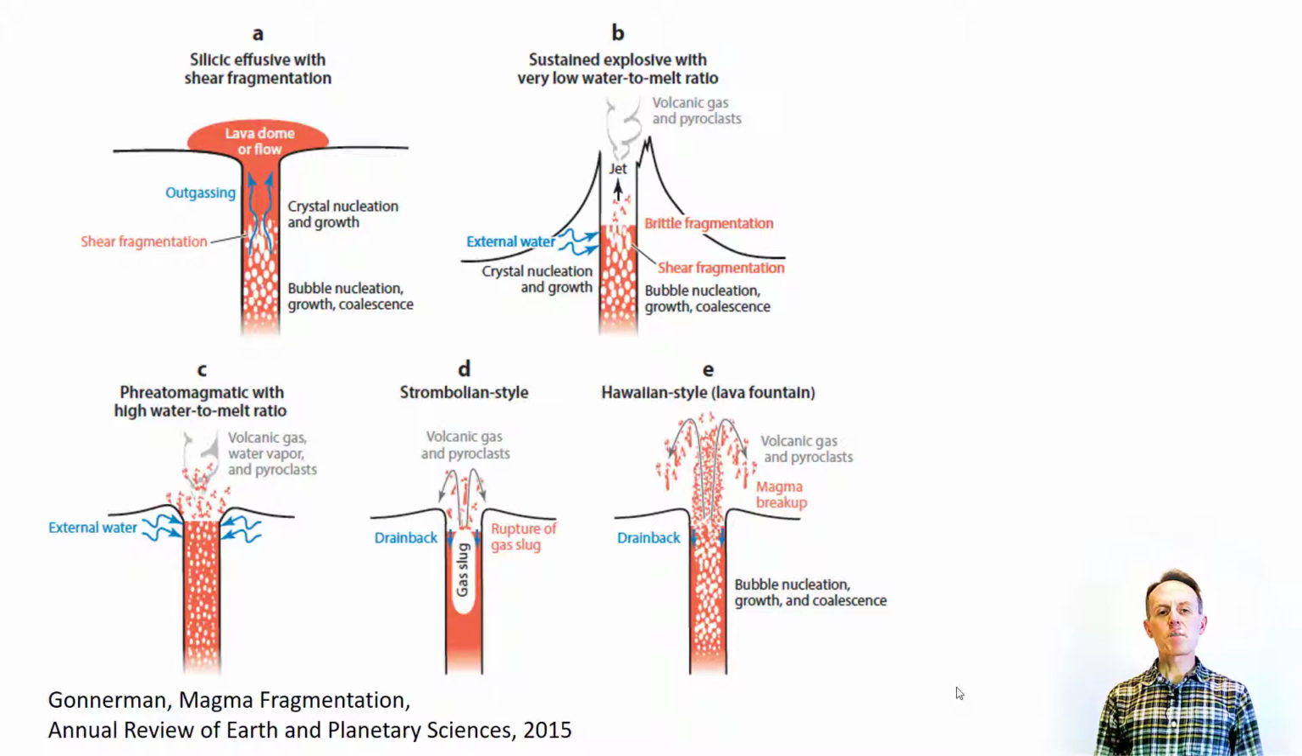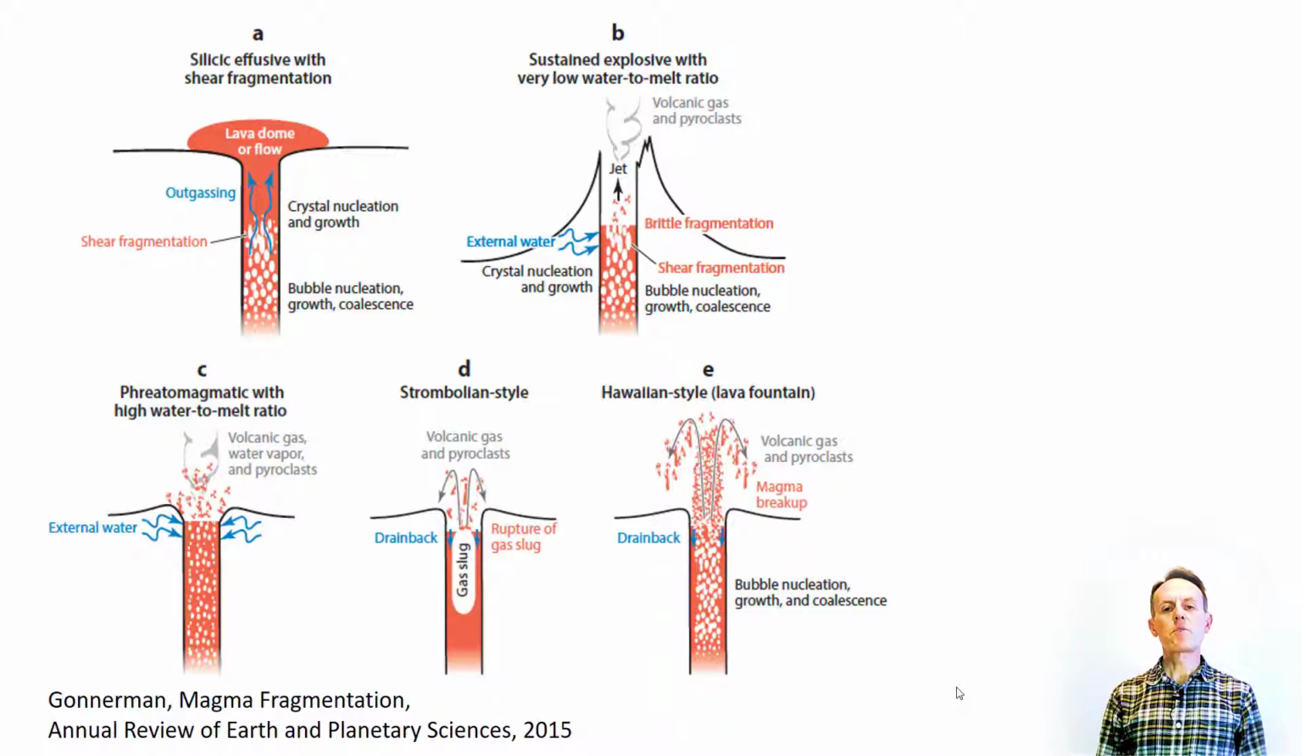The process is similar to what happens when a bottle of champagne is opened. In that case, it's actually carbon dioxide that is released and causes the foaming. This figure from Gunnemann demonstrates the role of exsolution of volcanic gas from magma in an eruption conduit during the final ascent of magma, and how that relates to different eruption styles.